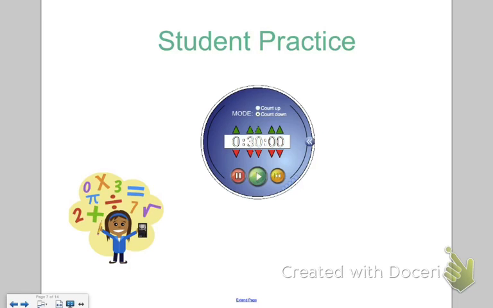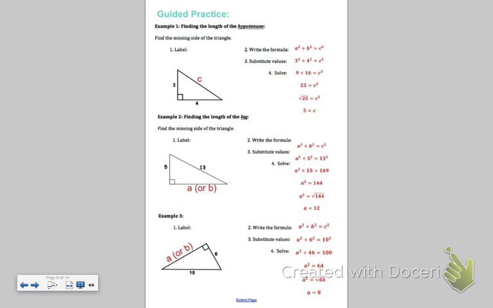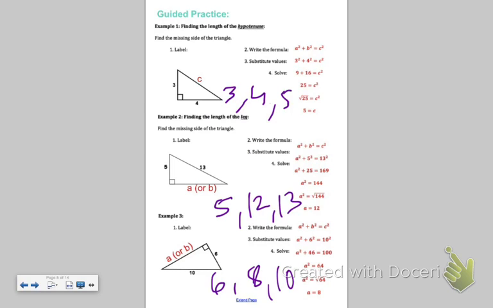So take about 30 minutes to work through the examples in your handout. Notice that sometimes when we use the Pythagorean theorem, we end up with nice values that result in whole numbers. So for example, when we look back at guided practice number 1, we have a 3, 4, 5 triangle. And a 3, 4, 5 triangle is a Pythagorean triple. In example 2, we have a 5, 12, 13 Pythagorean triple. And the last one, we have 6, 8, and 10.